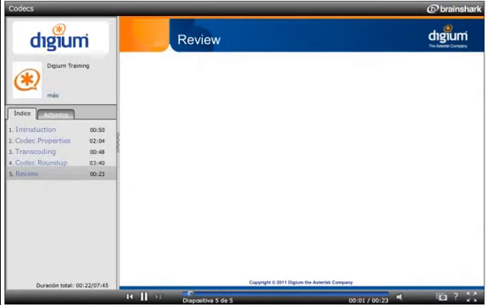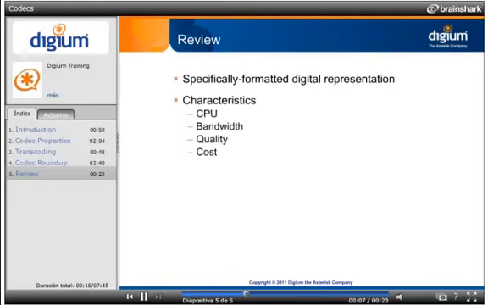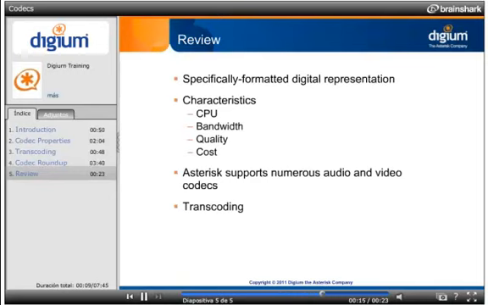In this module, we've explained that a codec is a specifically formatted digital representation of audio. There are many different characteristics that define each codec. Asterisk supports numerous audio and video codecs. Asterisk is most scalable if it doesn't have to transcode among multiple codecs, but it can transcode if necessary. We'll move on now to discuss device naming conventions in Asterisk.